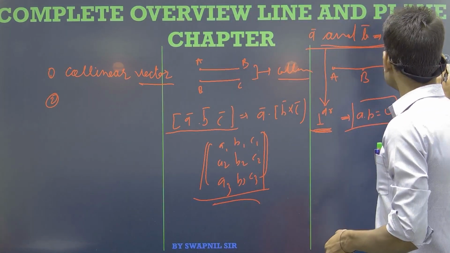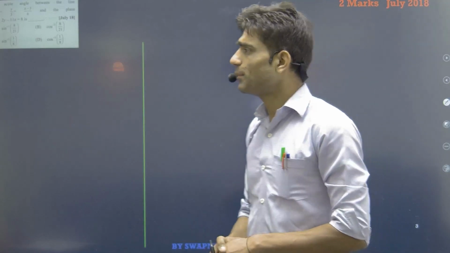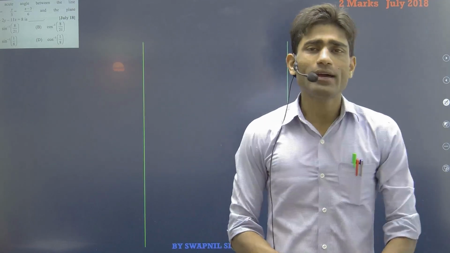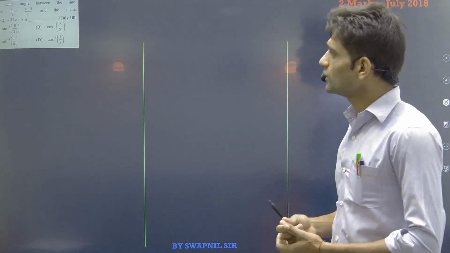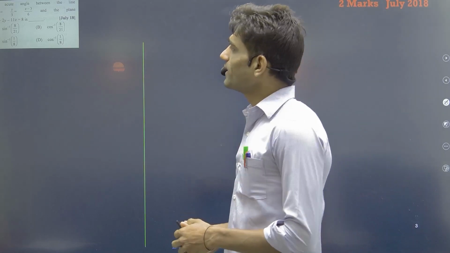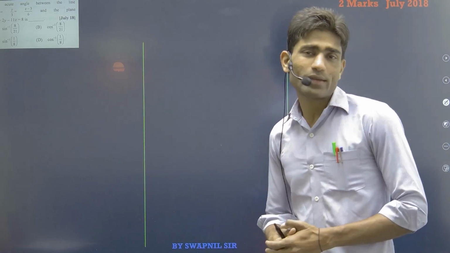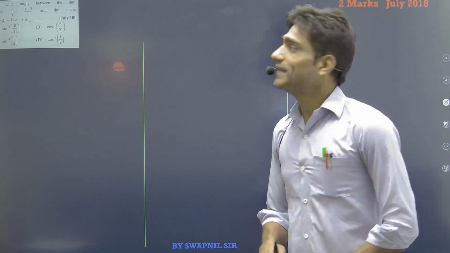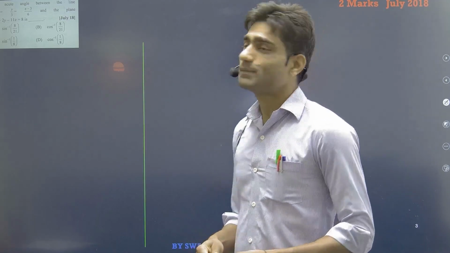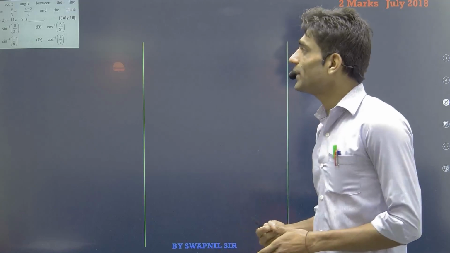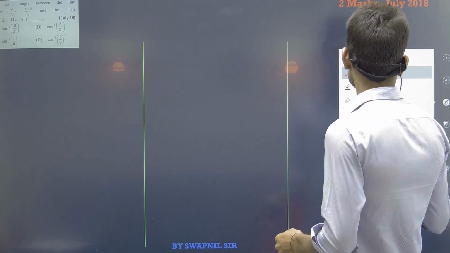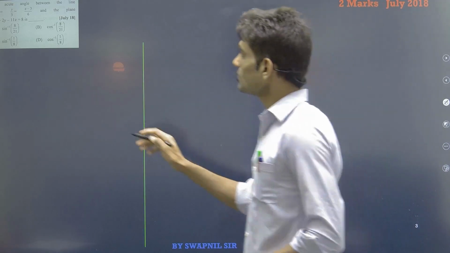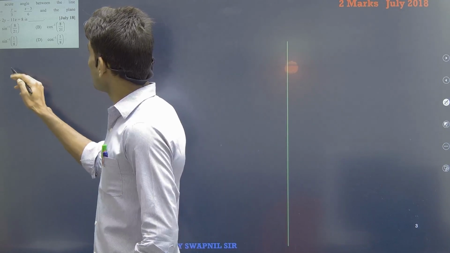Okay, now let's start today's lecture with some examples based on line and plane. So these are examples from line and plane. Now let me read the question. The acute angle between the line, x plus 1 divided by 2, which is equal to y divided by 3, which is equal to z minus 3 divided by 6.